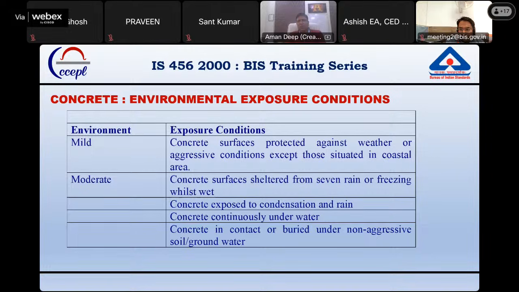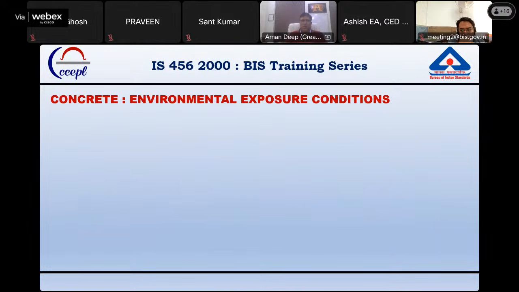Concrete in contact or buried under non-aggressive soil or groundwater is also under moderate condition. If there is non-aggressive soil, or there may be, because sometimes we have high chloride or high sulfate contents in the groundwater, then it will not be considered as moderate. Then it will go to the next level.